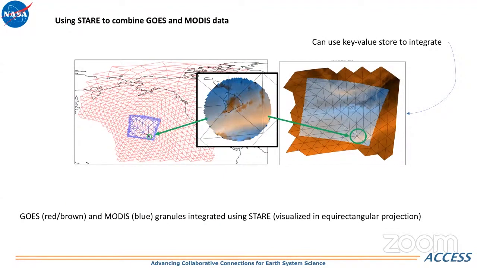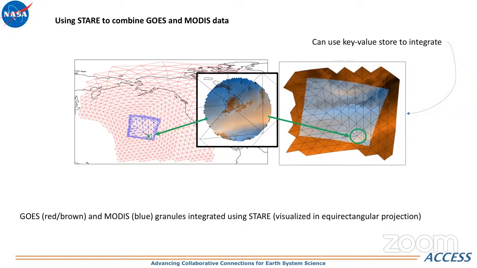Another example, here we have GOES and MODIS data. On the left, you see a GOES Northern Hemisphere footprint and a MODIS granule. And you notice that the triangles are laid out on top of each other. You grab the data, and then you can co-align it into bins according to the STAIR indices. And that's what we've done over on the right and in the center. The blue is for MODIS and the brown is for GOES.